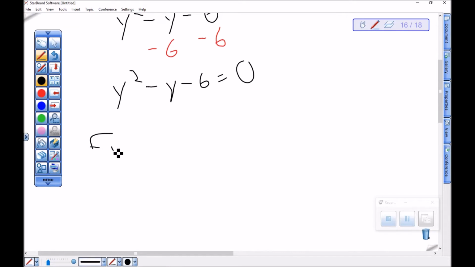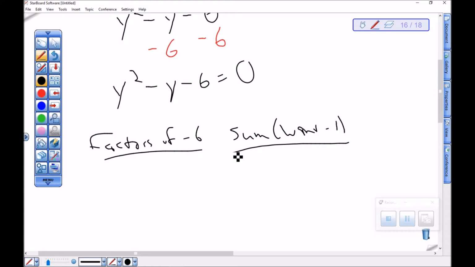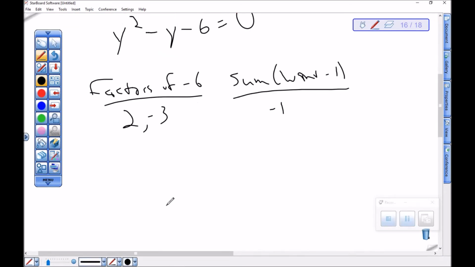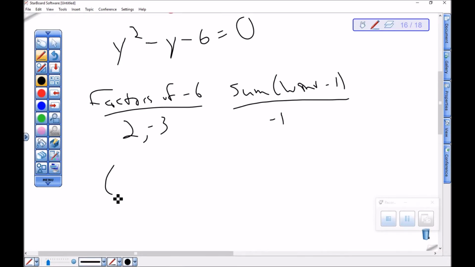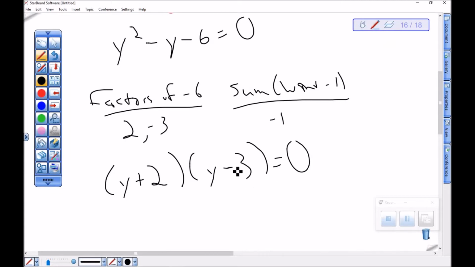So I want factors of negative 6, and I want them to add up to negative 1. So we can go through them. It's not 1 and negative 6. It's not negative 1 and 6. It is 2 and negative 3, because that adds up to negative 1. So this equation is the same as y plus 2 times y minus 3 equals 0.